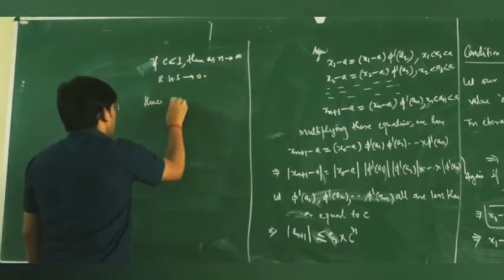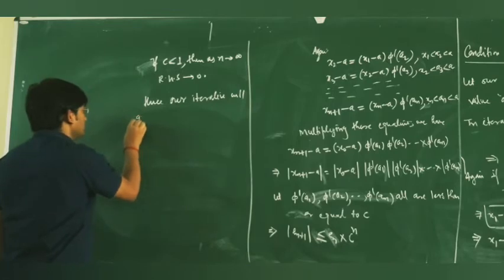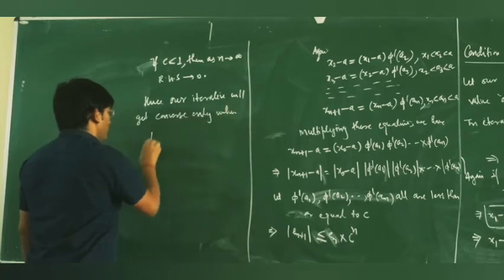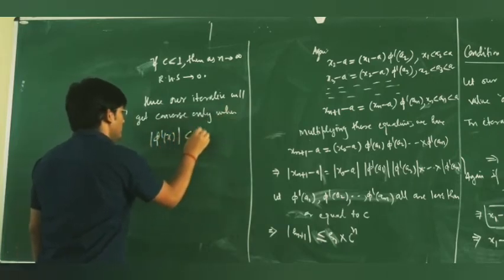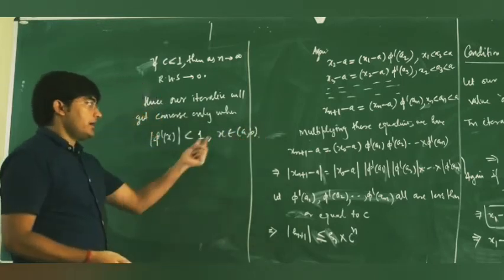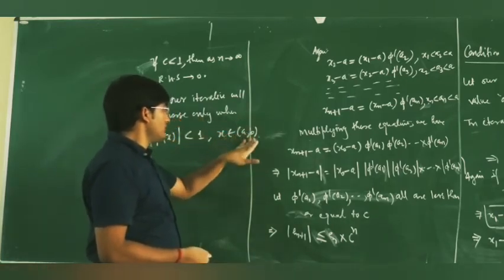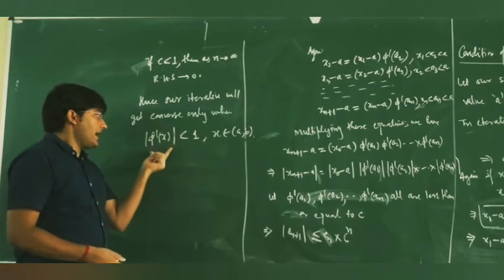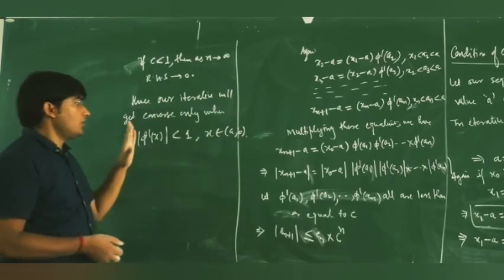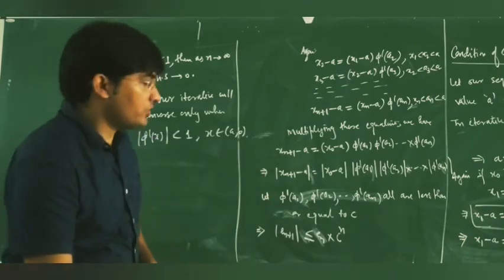Hence, our iterative method will converge only when phi dash x is less than 1, where x is inside the interval a comma b. So if x is in this interval, and for this x phi dash x is less than 1, only then we will say that our iterative method converges. This is the condition for the iterative method to converge.